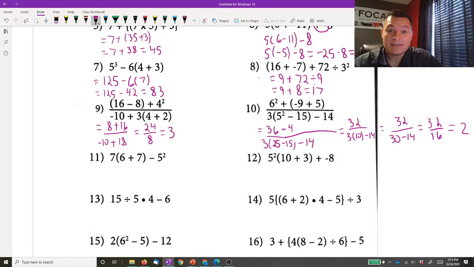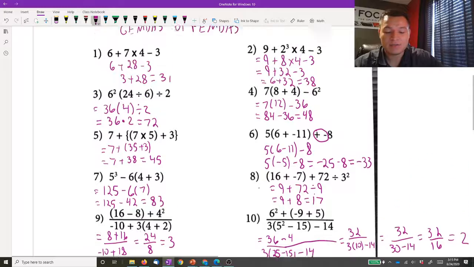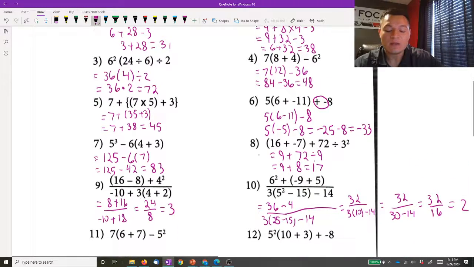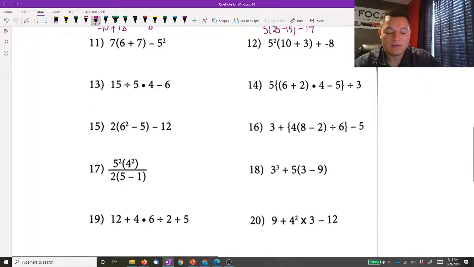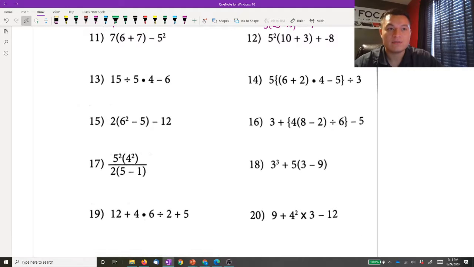Since yesterday, y'all didn't do very good on this order of operations, I'm going to give you the other half to do tomorrow. It's not as a punishment, it's just as you really need this practice because things are going to get difficult in a couple weeks. Maybe next week, maybe this week. I don't know.